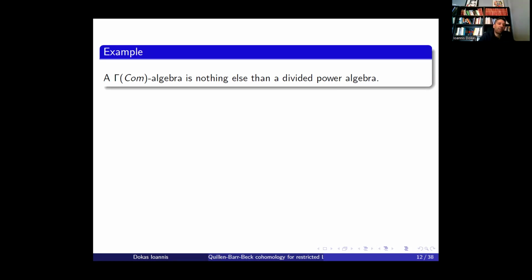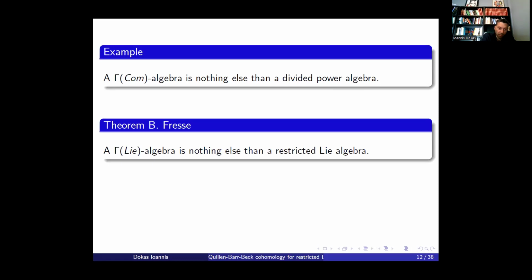Now, if we take P to be the Lie operad, then there is a theorem from Benoit Fresse who proved that a Gamma Lie algebra is nothing else than a restricted Lie algebra. So this is the way that we recover the notion of restricted Lie algebra, which has been defined by Jacobson through the theory of algebraic operads. There are other examples with the Poisson operad, etc. So this is what I would like just to say about this connection.